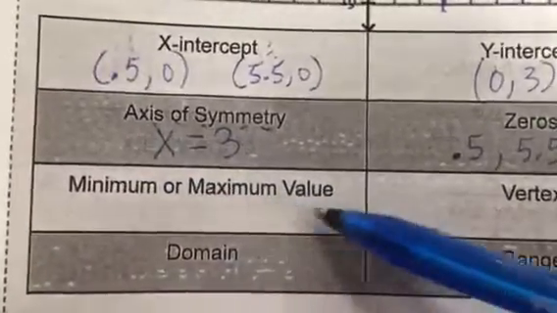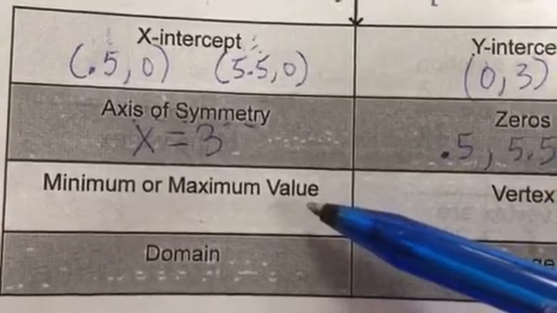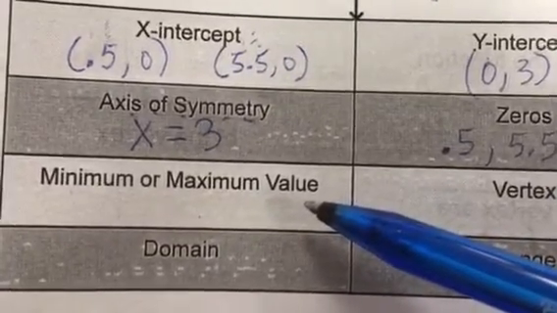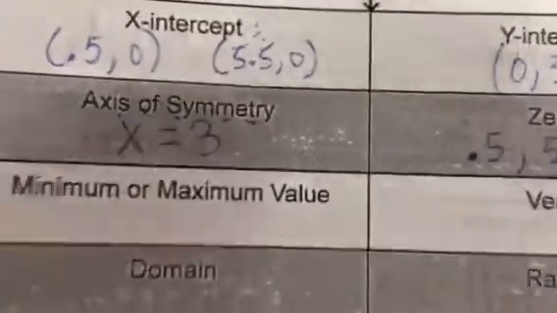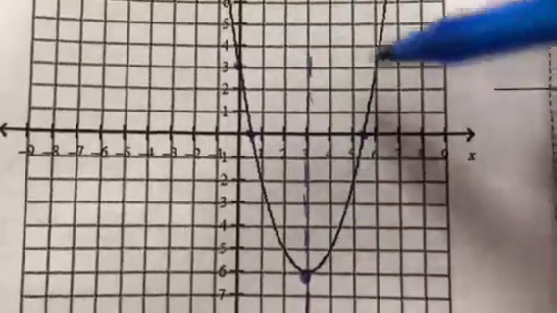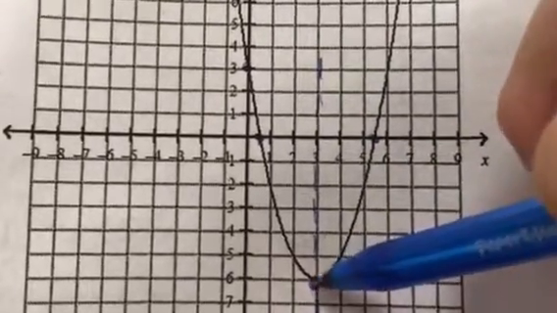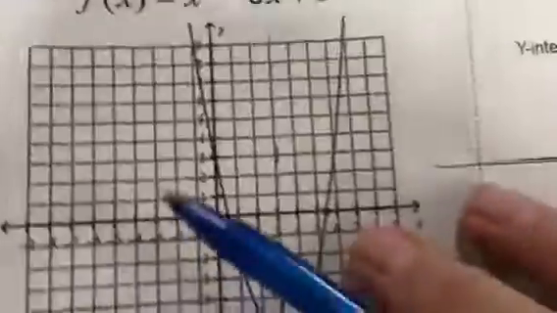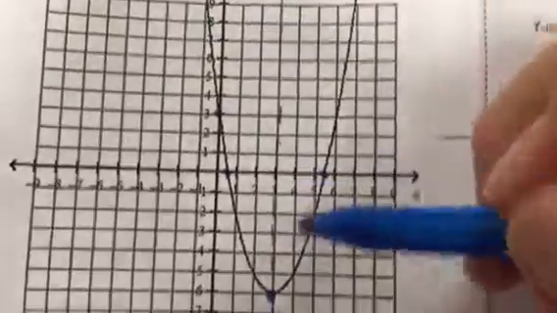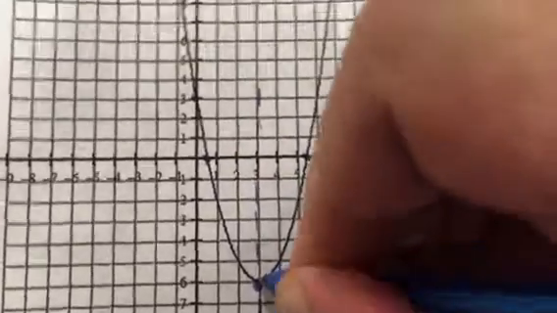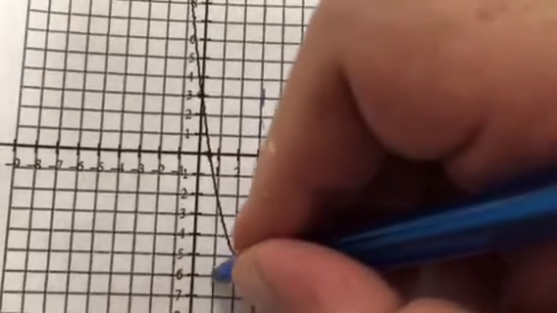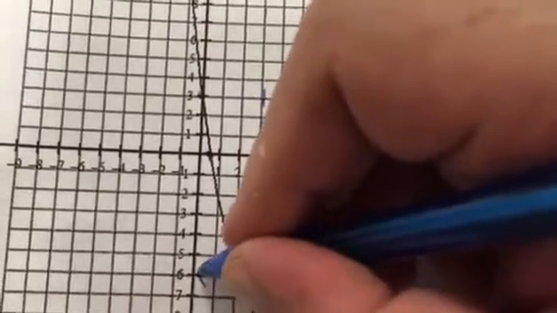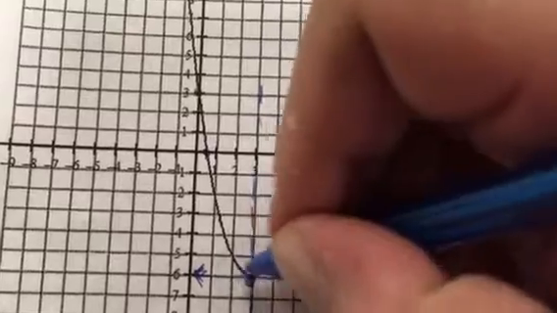Next, the minimum or maximum value. The minimum here, this is the lowest point, so it's going to have a minimum. If the graph was turned the other way and we had a highest point, then it would be called the maximum. But in this particular situation, we have a minimum. And this lowest point is right here where the y value is 6. Okay, so that's our minimum.